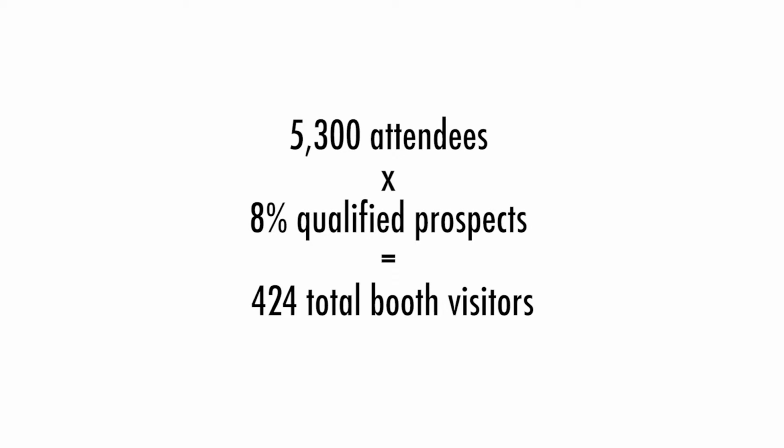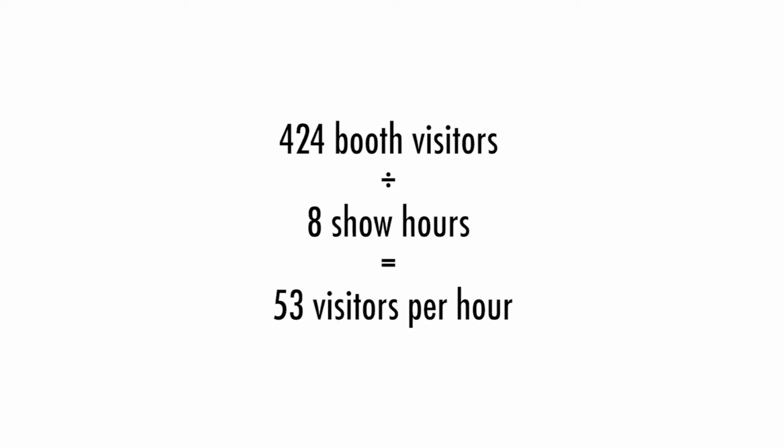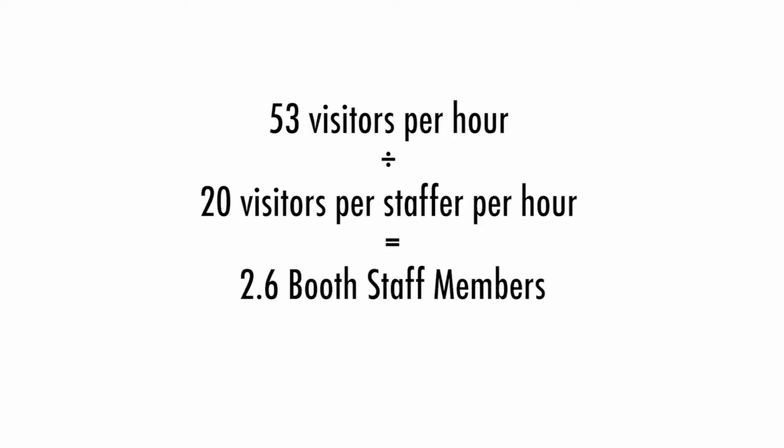5,300 attendees times 8% qualified prospects equals 424 total booth visitors. 424 booth visitors divided by 8 show hours equals 53 visitors per hour. 53 visitors per hour divided by 20 visitors per staffer per hour equals 2.6 booth staff members. And obviously, you will want to round that number up. This means that you will need a total of 3 booth staff members.